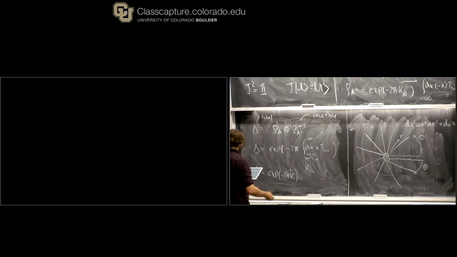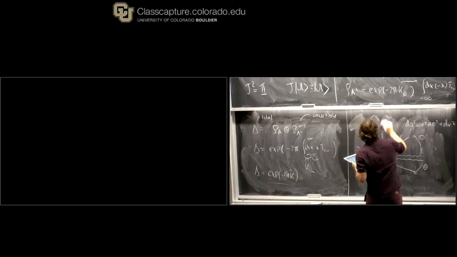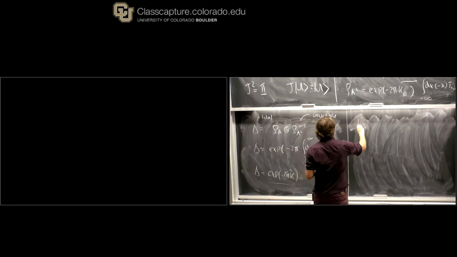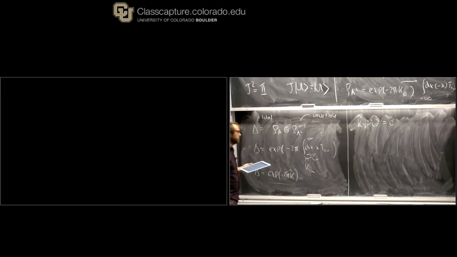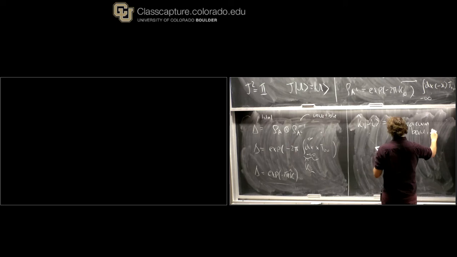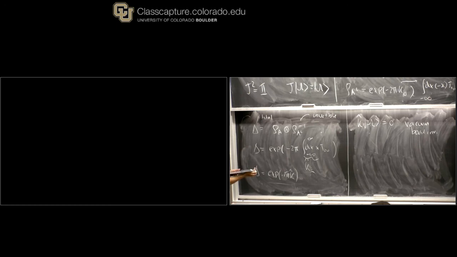And delta has some important properties. Well, it's written in terms of K hat. K hat should also annihilate the vacuum, right? Because the vacuum is boost invariant. Vacuum is boost invariant. And in fact, this is essentially always the case.